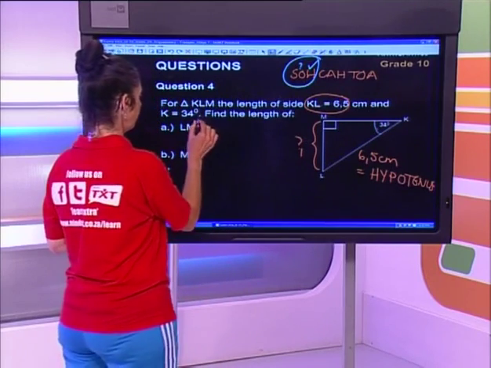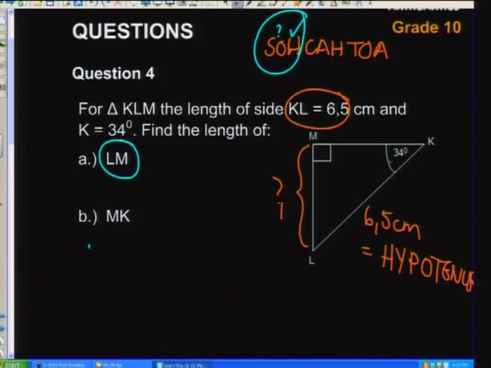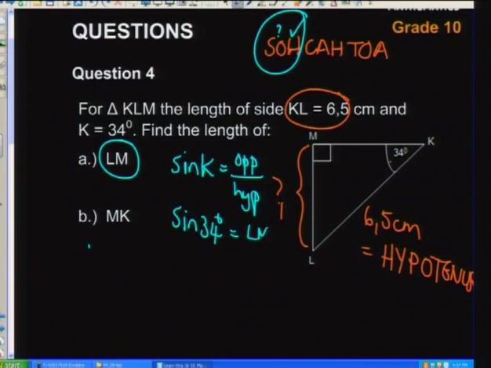Okay, so LM, how are we going to do that? We don't have to write equals. We would start our calculation by saying that the sine of my given angle K would be my side that's opposite over my side that is the hypotenuse. And then we would substitute in the values. So we'd have sine of 34 degrees. Remember, a trig ratio cannot be written by itself. It needs an angle to accompany it. And the opposite side is LM. And the side that's the hypotenuse is our 6.5. And now we've set up a fractional ratio.